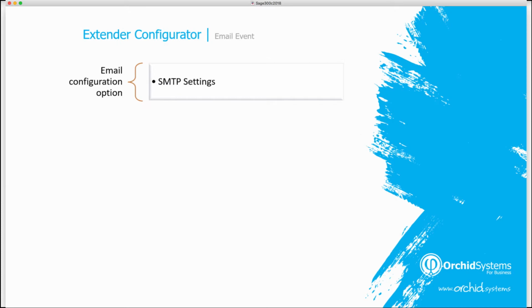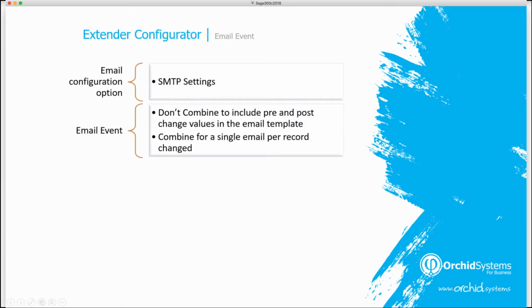The next thing we're going to look at is configuring Extender to send an email notification when something happens in Sage 300. We can look at the email configuration options similar to the other Orchid modules. Considerations around combine and don't combine in the event are very similar to what we looked at in the log. You would combine if you want a single email per record changed, and don't combine to include the pre and post change values in the email template.